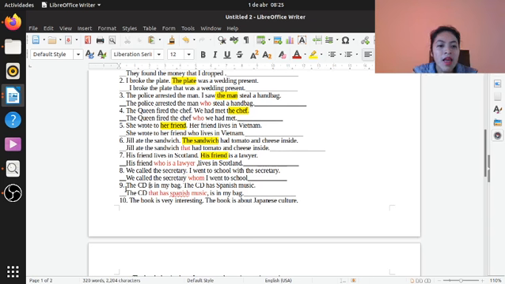Okay. Number 9. The CD is in my bag. The CD has Spanish music. What do we have in common? The CD, obviously, right? And here we have to put the extra information after the subject. For example, the CD that, because it's an object, has Spanish music is in my bag, right? Very good.